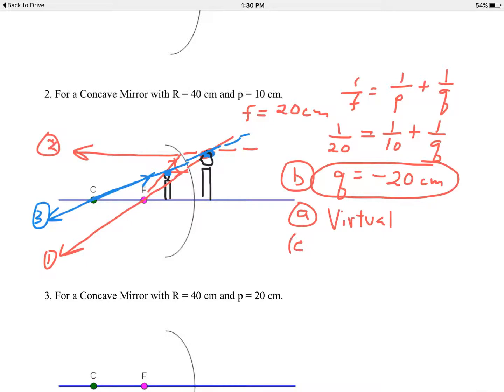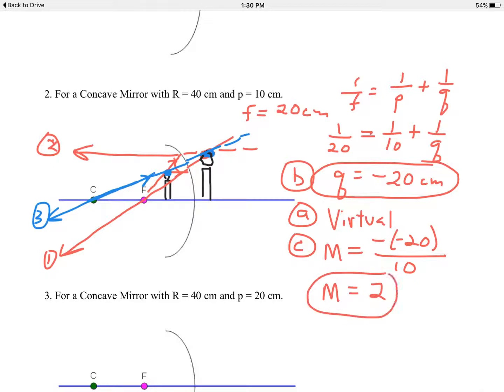And then part C, what is the magnification? Magnification is negative Q, so it's -(-20), the opposite of Q, over P, which was 10. So the magnification here, there would be no units, they would both be centimeters, they'd cancel out, it's a ratio, gives you a +2. And a positive means it's upright and 2 times larger than the object. So that describes, mathematically, the 3 main characteristics of the image. It's virtual, it's located 20 centimeters behind the mirror, and it's twice the size of the object.